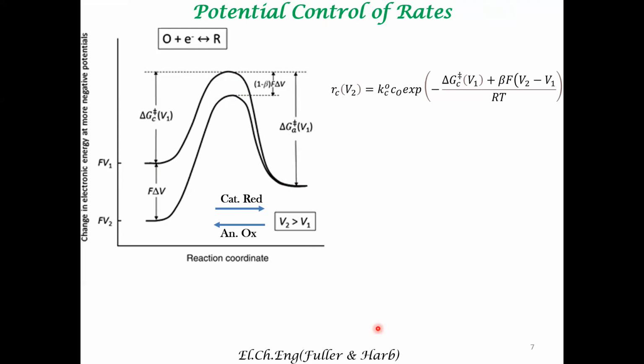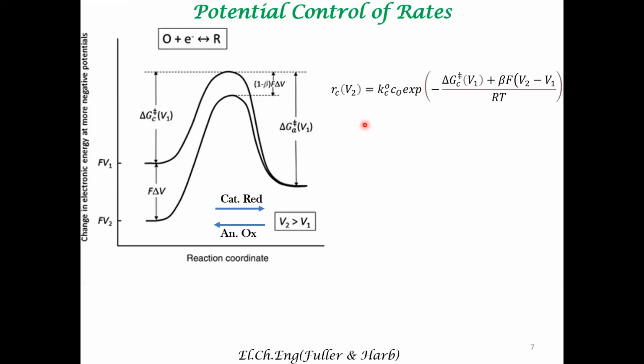Both these things then can be included into your rate expression. So you can discuss the rate at potential V2 in terms of the concentration of the oxidized species times a proportionality constant times the relevant activation barrier, which is the quantity we derived in the previous slide. So this is the activation barrier relevant to V2.